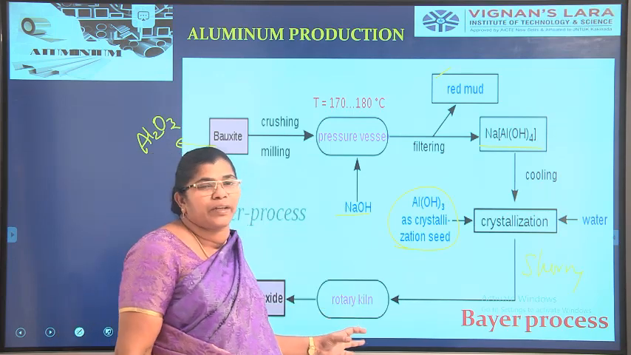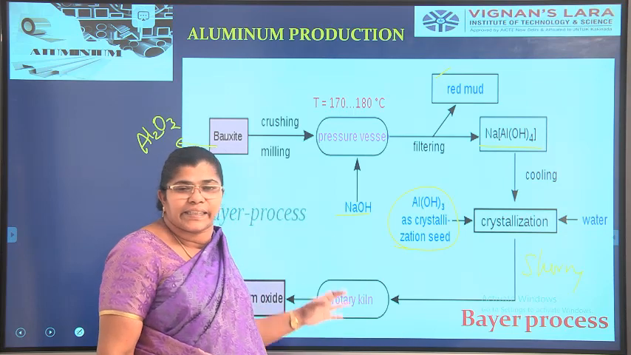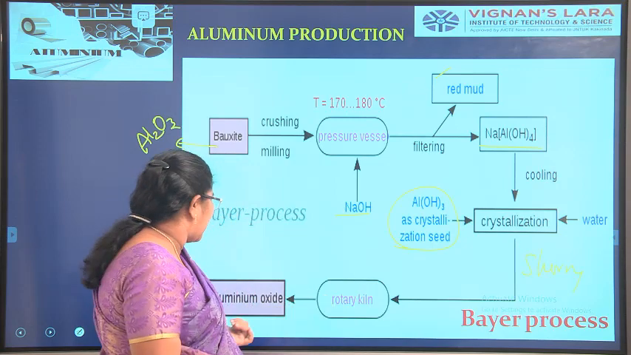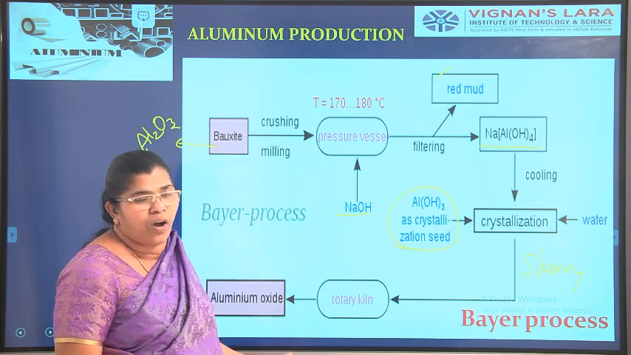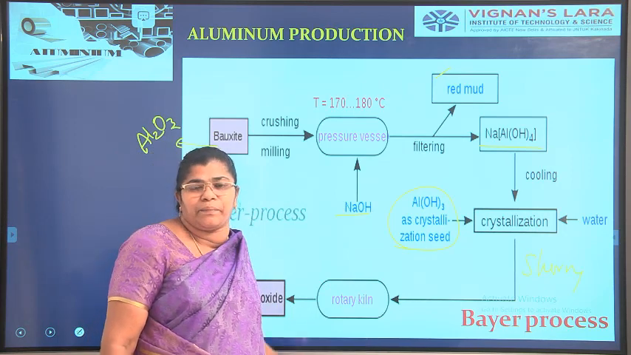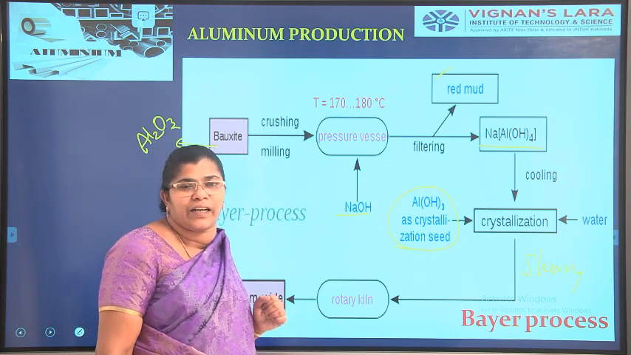The slurry is taken to the rotary kiln. In the rotary kiln it is again heated to a very high temperature and powdered, and then it comes out as aluminum oxide. This process is called the Bayer process. I am only telling you about one process here; there are several other processes.